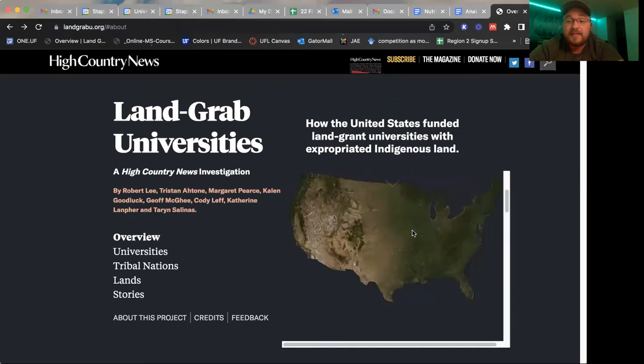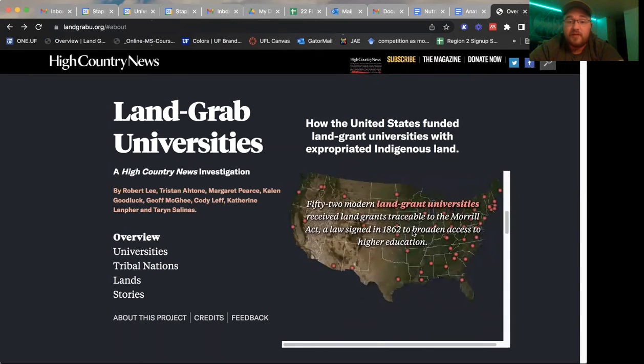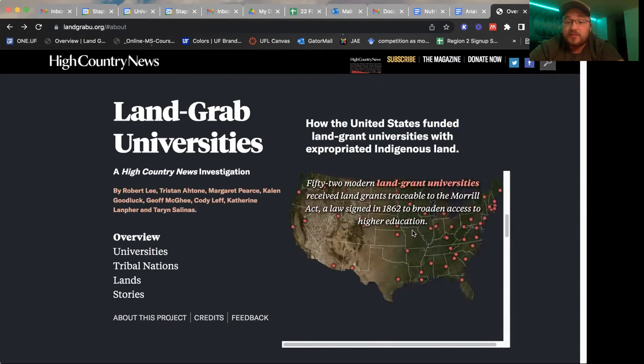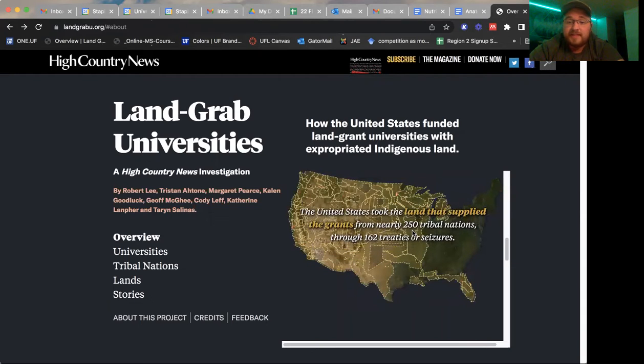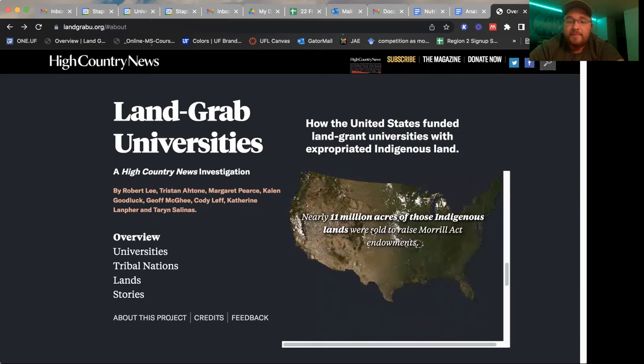This website contains other statistics and information, along with where these institutions were located, traceable to the Morrill Act, which we talked about this week, that first Morrill Act in 1862. It looks at the different lands that were supplied by tribal nations through various treaties or seizures. We can see from this map that a lot of this occurred in the western United States, and 11 million acres of those indigenous lands were sold to raise Morrill Act endowments.